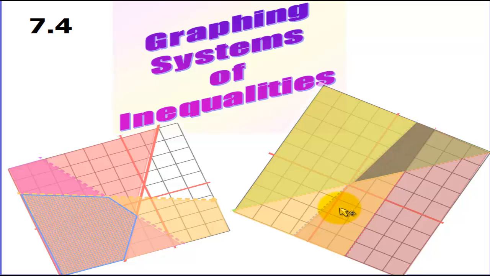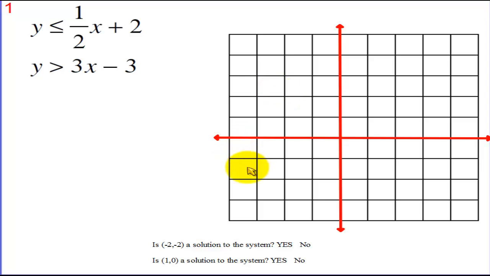For section 7.4, we are going to learn how to graph systems of inequalities. Graphing a system of inequalities is fairly simple. We just have to graph each inequality, and then identify the overlapping area of the two inequalities. So let's start by graphing our first inequality.